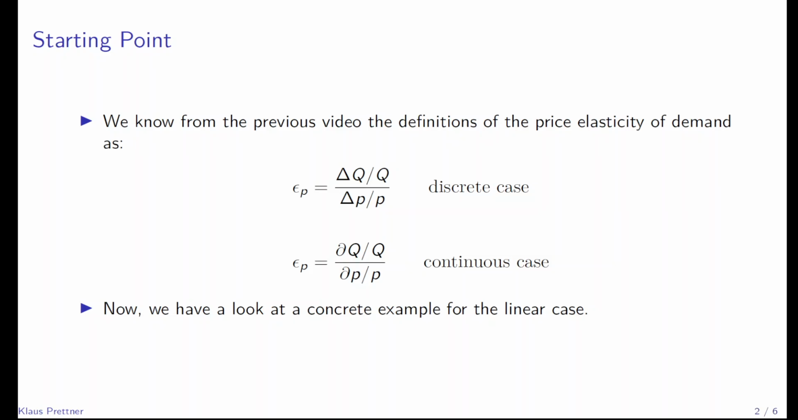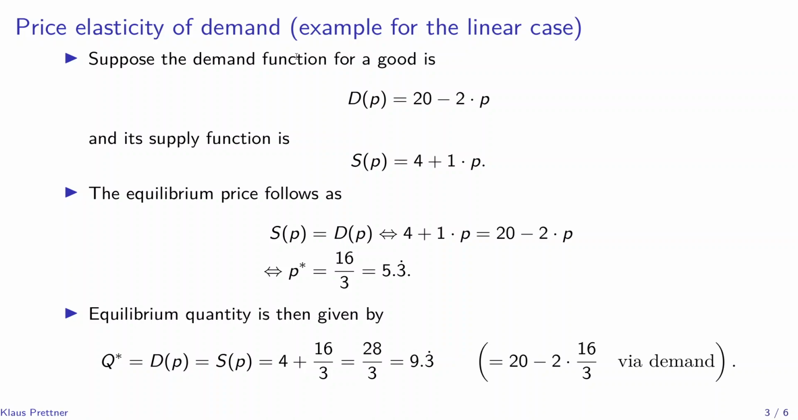Now, this may be a little bit abstract, so we now have a closer look at a concrete example for the linear case of a demand function. Suppose we have a demand function for a particular good that is linear, so that demand as a function of the price is 20 minus 2 times the price. So the level of demand decreases in the price level. The supply function, by contrast, has a positive slope, so supply increases with the price, and we have an intercept of 4 and a slope of 1. So an increase in the price by 1 increases the supply by 1.